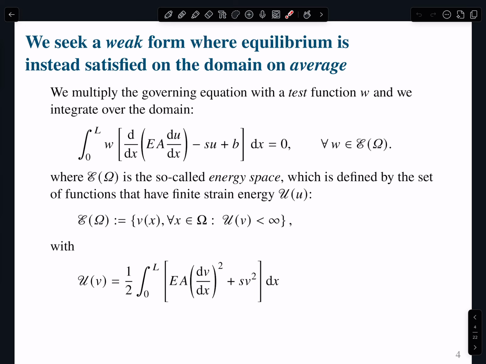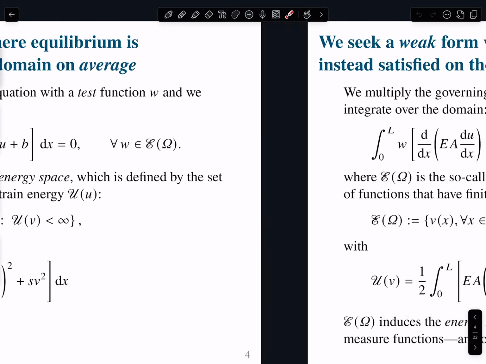Strain energy being finite is what we want, and obviously it makes sense, right? Because we don't want our bar to explode, right? There is really no point in having something that goes to infinity. There is no infinite strain energy. When you reach a value of strain, things simply break. So it doesn't really make sense to have infinite strain energy. So we're going to be working with the so-called energy space. All right.